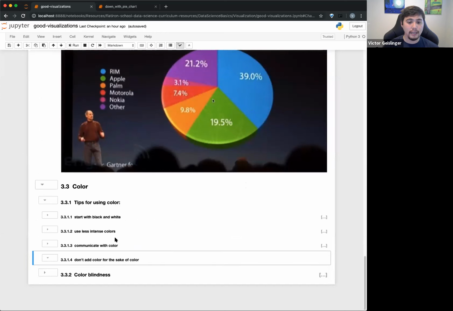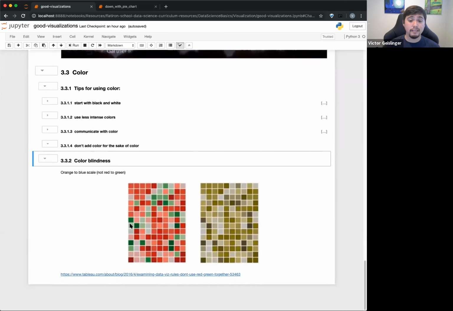Cool. All right. One last thing I want to talk about is color blindness. I don't know, is anyone here colorblind by chance? No. Okay. So if you are colorblind, red-green colorblindness is pretty common, especially in men. But basically, this is a simulation of what red-green color blindness will look like. Basically, it's a lot harder to tell what's red and green.